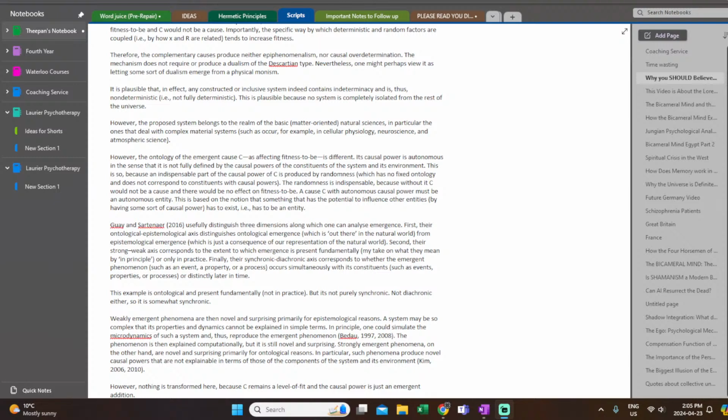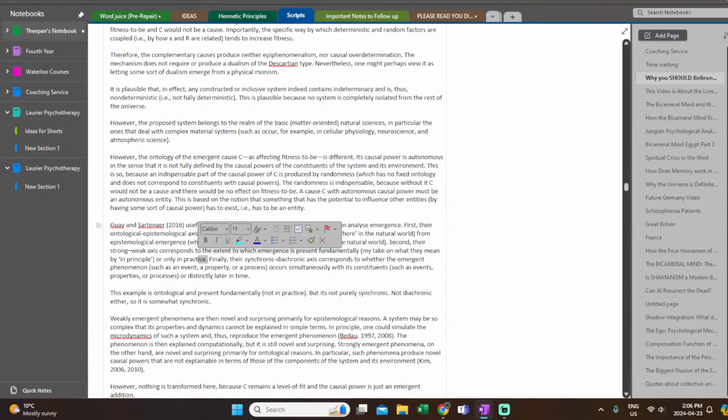Okay, so let's continue with the second axis. Their strong-weak axis corresponds to the extent to which emergence is present fundamentally. My take on what they mean by in principle or only in practice. Strong-weak is in principle or only in practice. I don't see how that characterizes strong and weak.